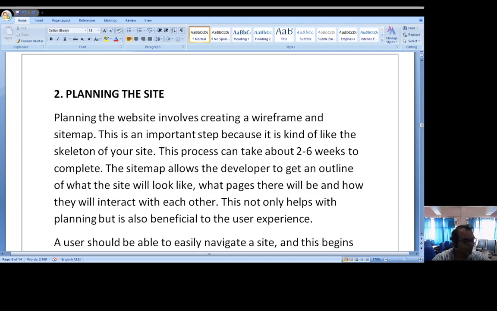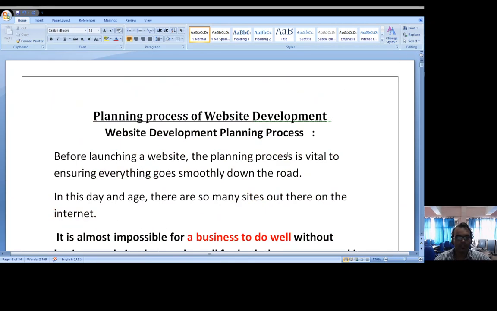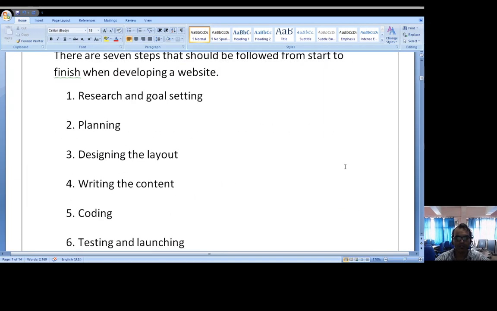Hello all, now we are going to continue with our topic. In the last lecture we understood about research and goal setting, which comes under the planning process of website development.